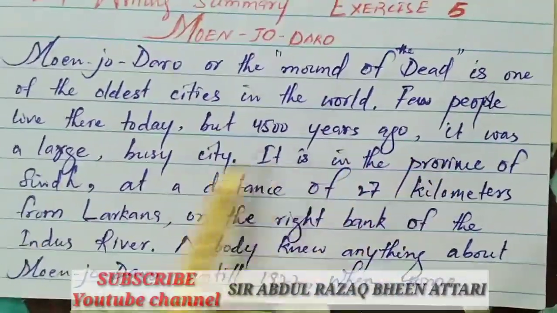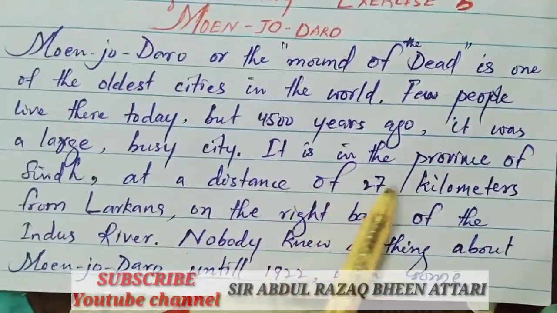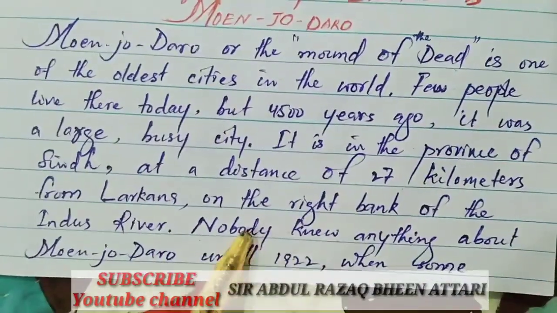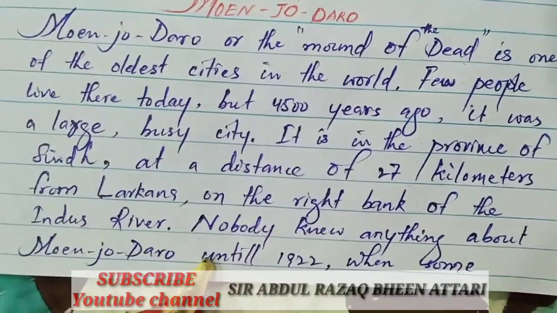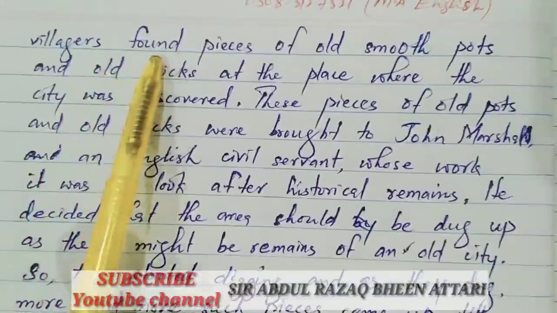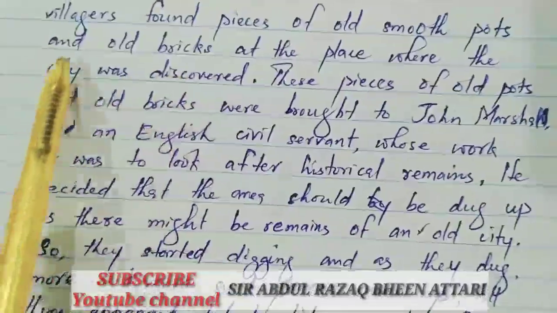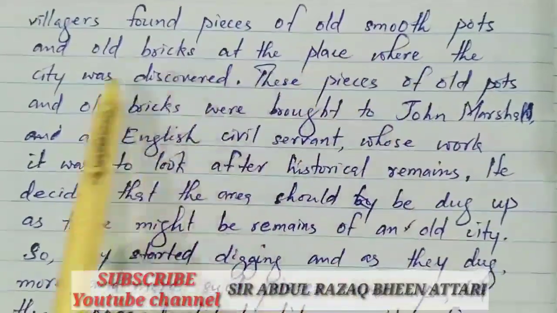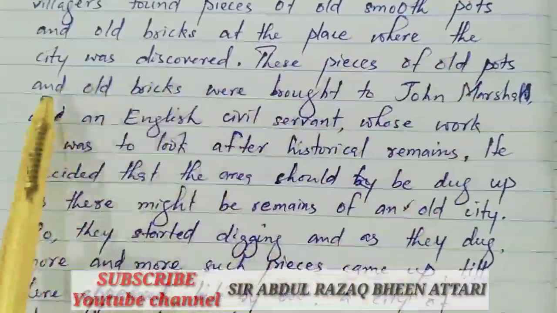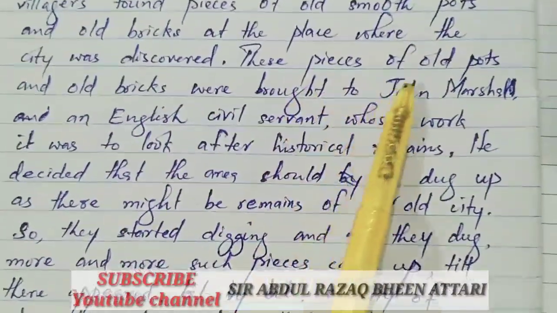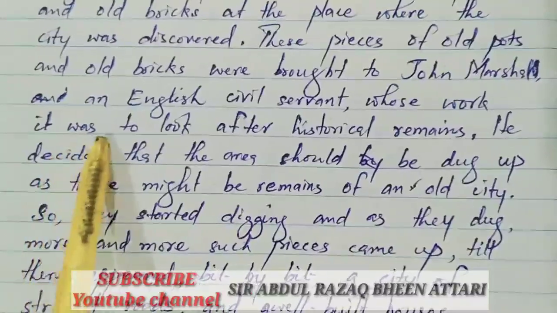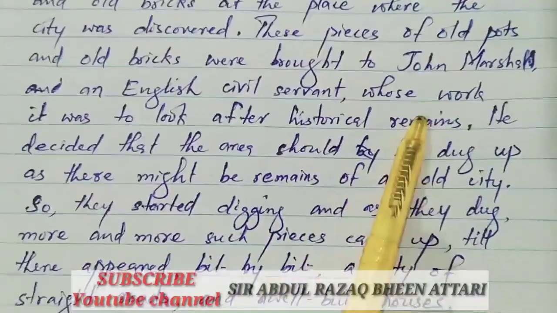It is in the province of Sindh at a distance of 27 kilometers from Larkana on the right bank of the Indus River. Nobody knew anything about Mohenjo-daro until 1922, when some villagers found pieces of old smooth pots and old bricks at the place where the city was discovered. These pieces were brought to John Marshall, an English civil servant whose work it was to look after historical remains.